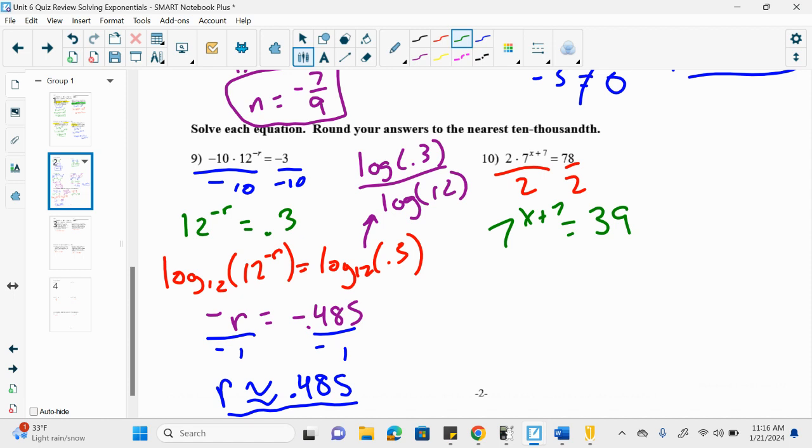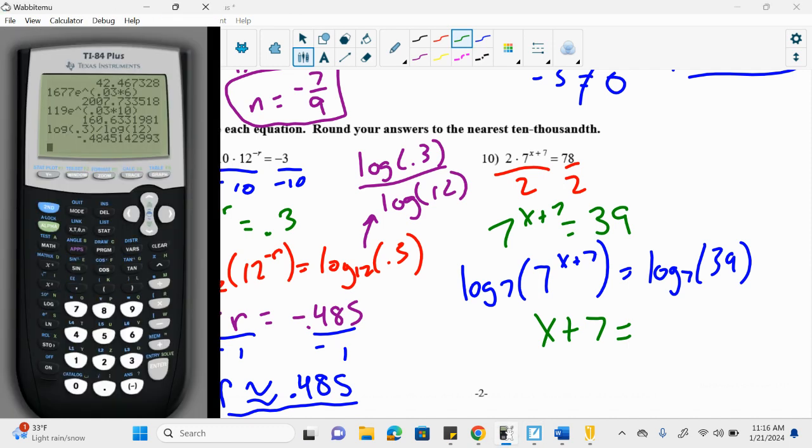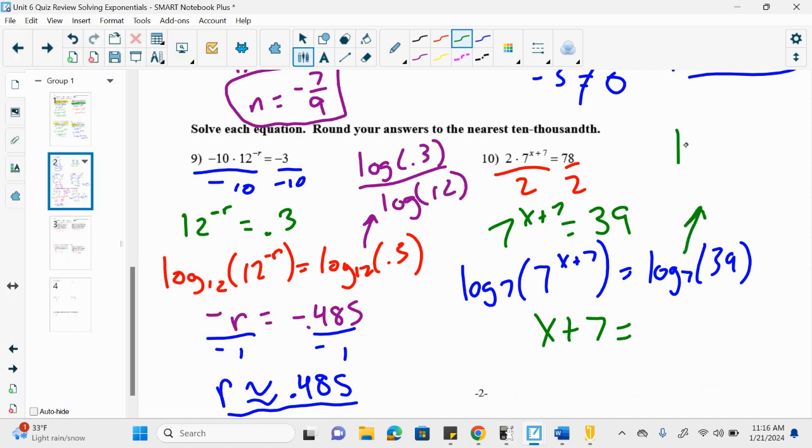Okay, so this is where we need to use logarithms to get that exponent, or get the x out of the exponent. So we're going to use the base that's with the exponent of 7. So we can say log base 7 of 7 to the x plus 7 power equals log base 7 of 39. Log base 7 of 7 goes away. We're left with just x plus 7 equals, this is a number, right?